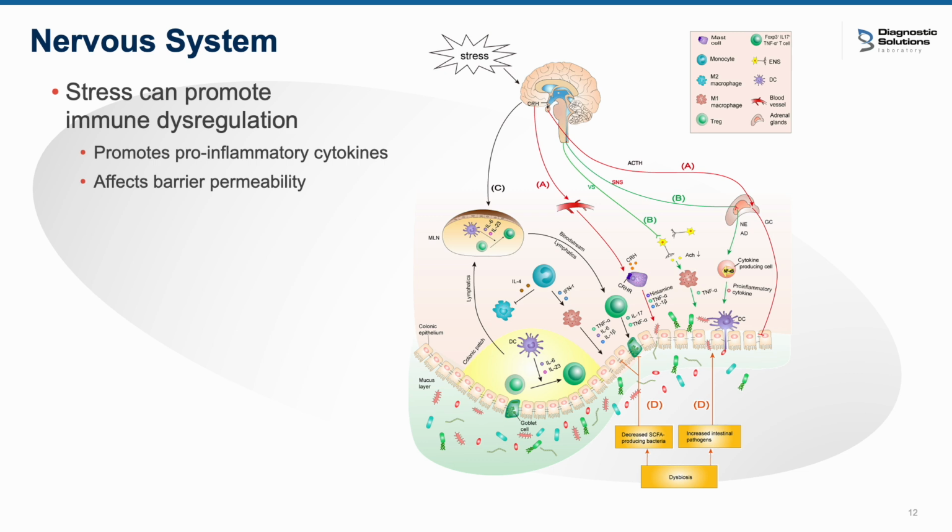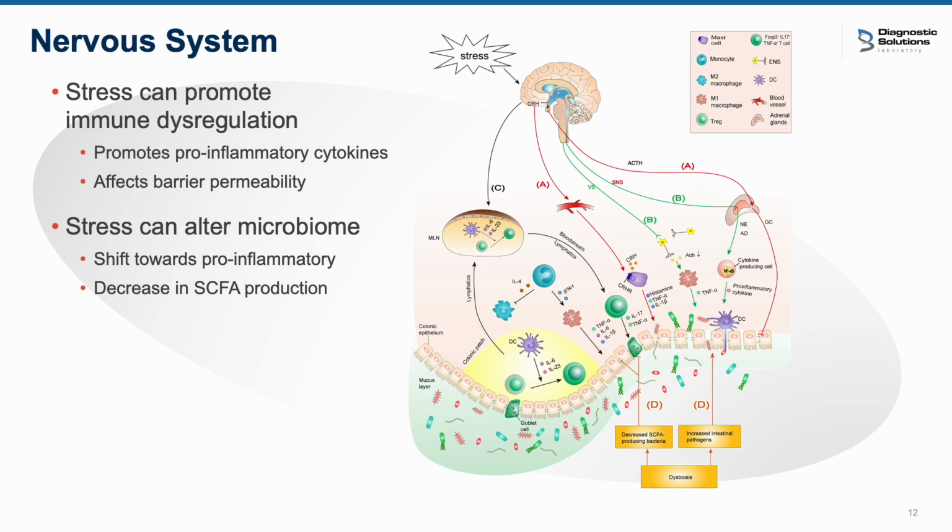So stress can promote immune dysregulation. So this will promote inflammation and promote the cells that are more inflammatory in the gut. Stress will also affect the barrier permeability. So what you see as classic leaky gut can be from stress. Stress can alter your microbiome through a number of different mechanisms, with an ultimate shift towards our pro-inflammatory organisms and away from our anti-inflammatory organisms and our really beneficial short-chain fatty acid producing organisms. With stress, you will also have inhibition of your parasympathetic or rest and digest nervous system, and the vagus nerve is the main cranial nerve involved with this system.